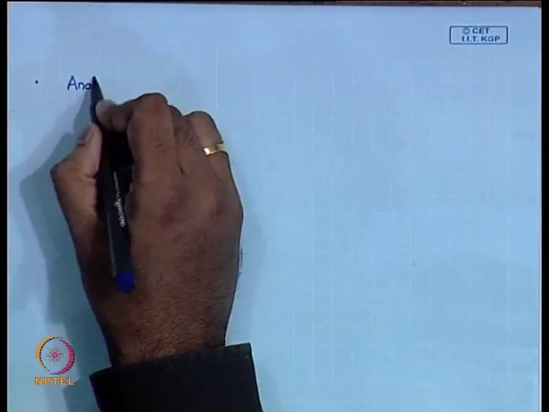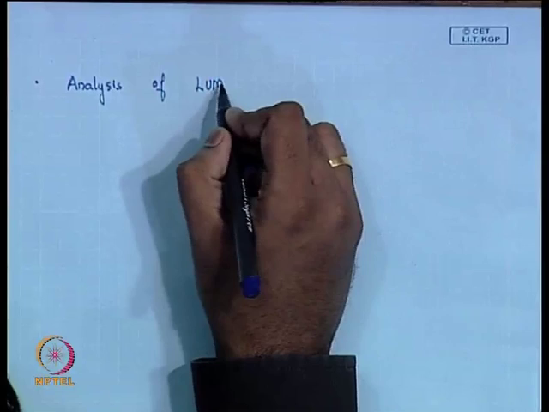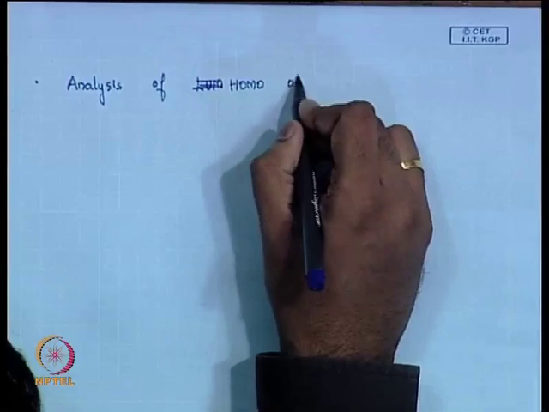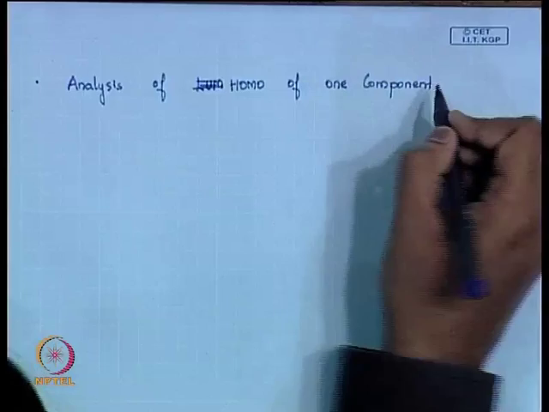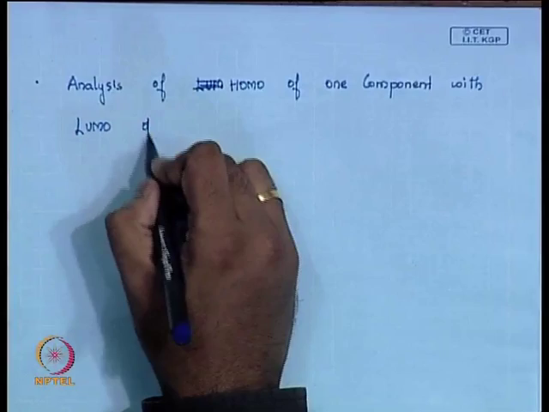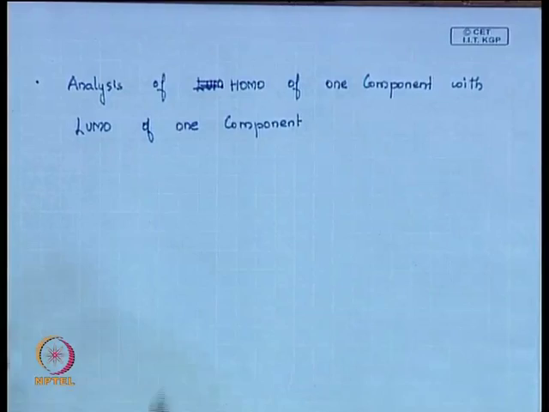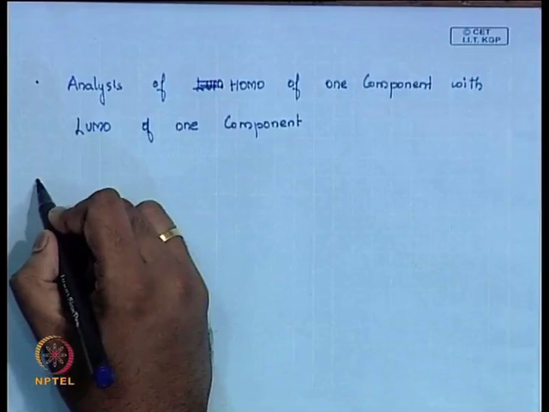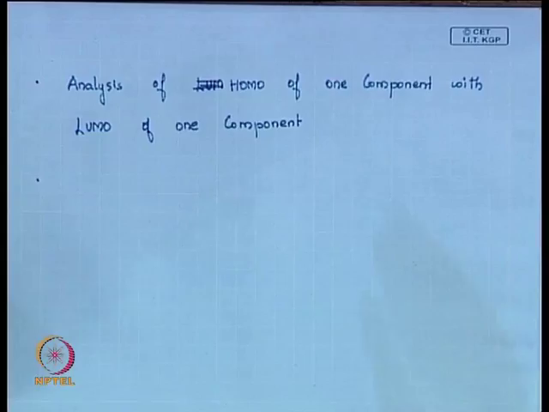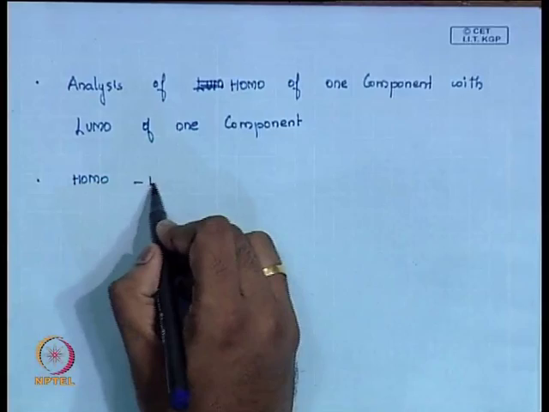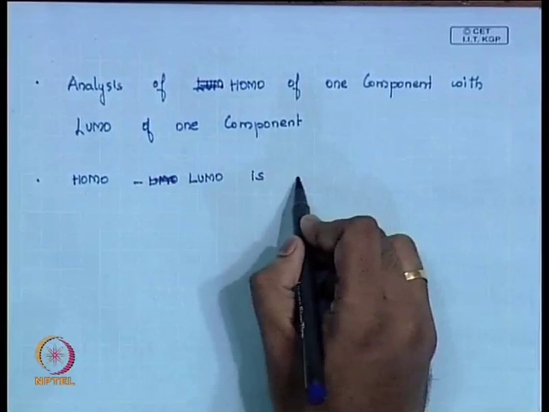See, when you want to analyze a pericyclic reaction, the first point is the analysis of the HOMO of one component with the LUMO of another component. That's what you use whenever you see a reaction, immediately you consider the HOMO and the LUMO, and see whether they are favored. If HOMO and LUMO are favored, that means their phases are the same, which in detail I will tell you. The HOMO and LUMO is favored orbitally.